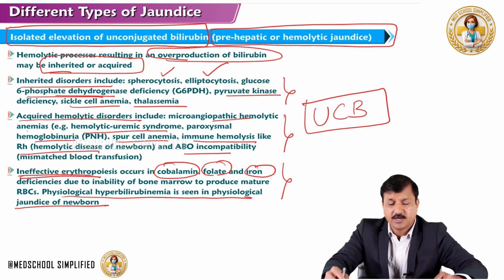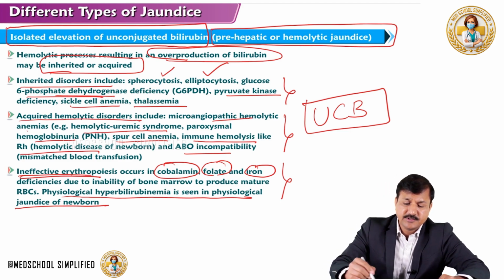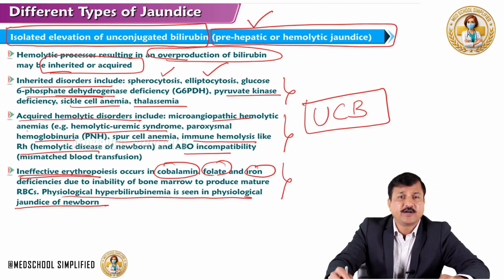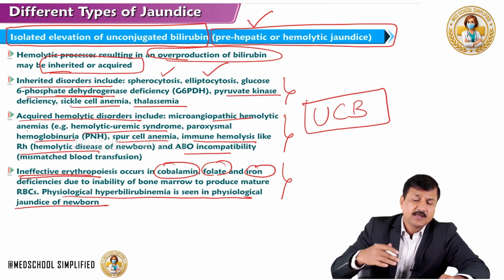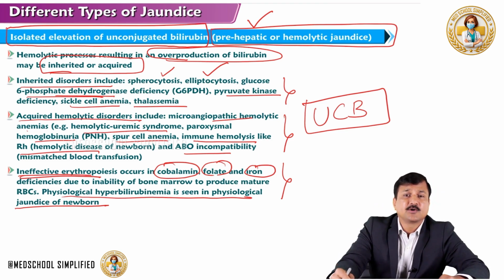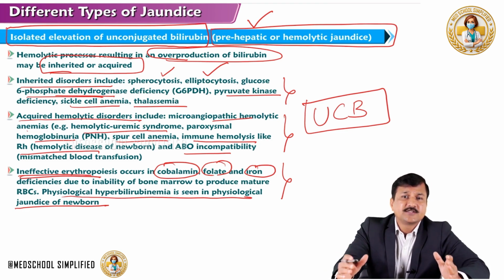So, these are the causes for isolated elevation of unconjugated bilirubin, which is referred to as pre-hepatic jaundice, because all the things are before the liver. There is excess bilirubin formation outside the liver, where the liver fails to conjugate all of it.